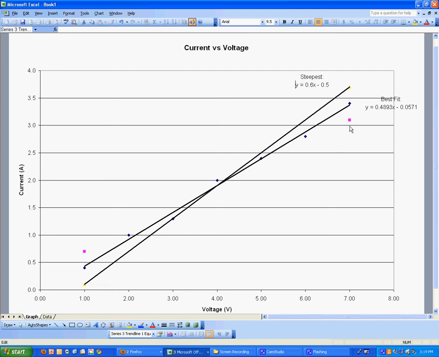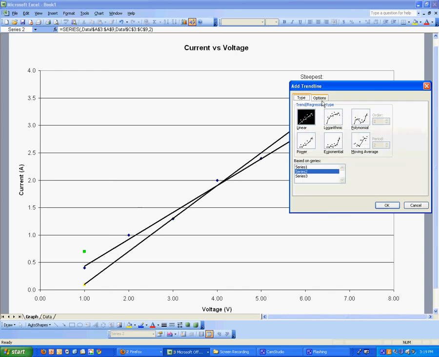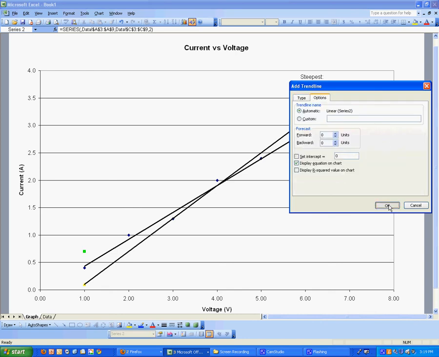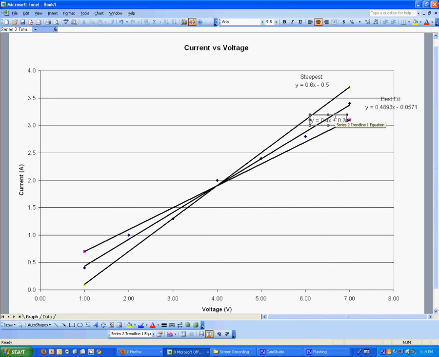Is that guy right there, and then this is add a trend line, linear, options, display equation. This will be the least steep, the unsteepest. The least steep line. There we go. Okay, so steepest, best fit. We got all these things. This is beautiful. Okay.